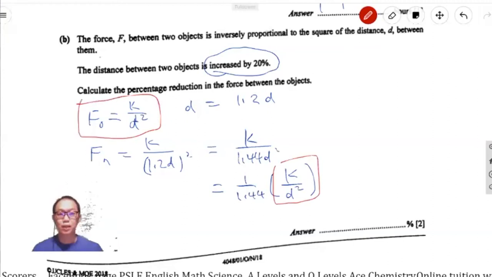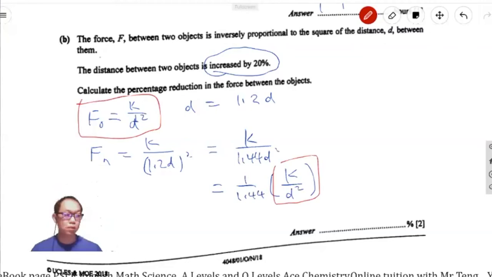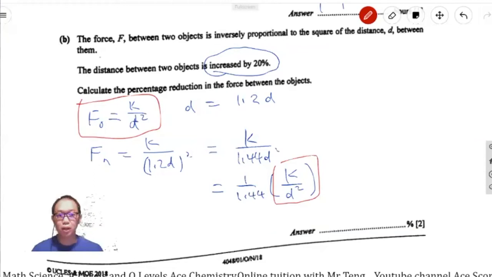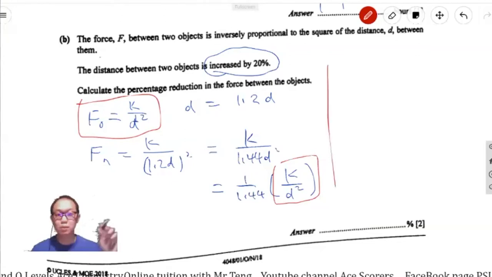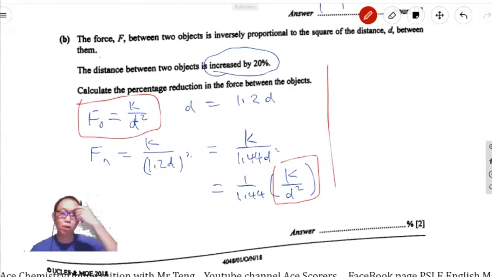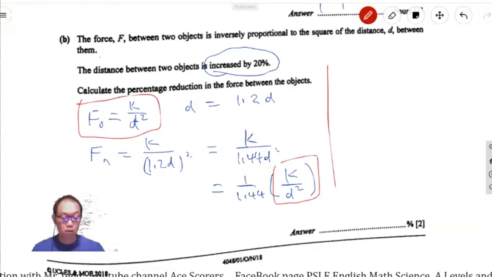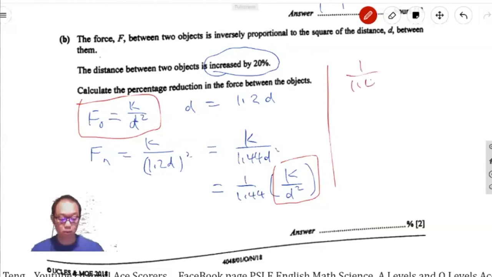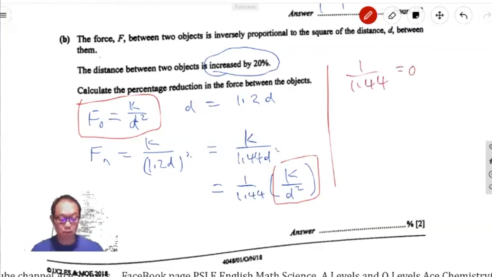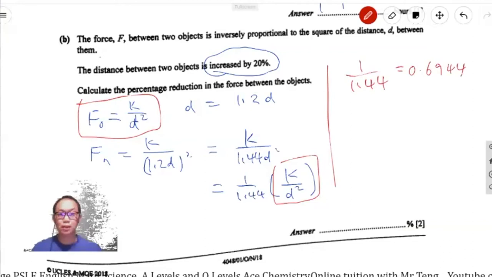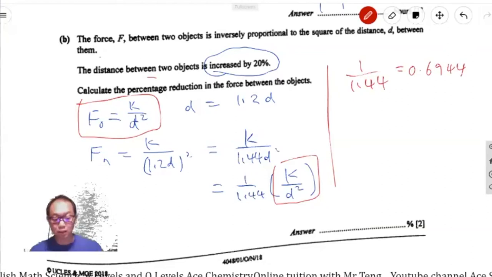The K over D squared is our old F. So what happens here is that the old F has changed by 1 divided by 1.44. Okay, so I can continue. That means my working is just like that, because I know it's 1 divided by 1.44. If I take 1 divided by 1.44, I get a decimal, 0.6944. What does this mean? Previously it is 1, so now it becomes 0.69. So then the question is, what is the percentage reduction?